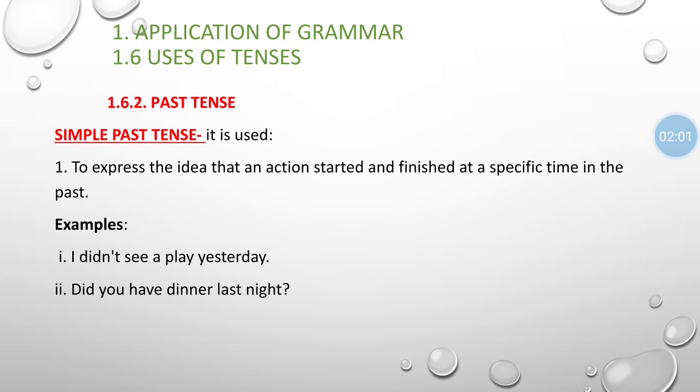So, let us see the past tense. Number 1, simple past tense, to express the idea or action started and finished at a specific time in the past. I didn't see the play yesterday. Did you have dinner last night? As I told you, yesterday, last night, last day, such words or adverbs are used which indicate past tense. So, simple past tense is used in this example. Verb into second form, see, didn't see is used. So, verb into second form is used, did have, okay. Also verb into second form is used.